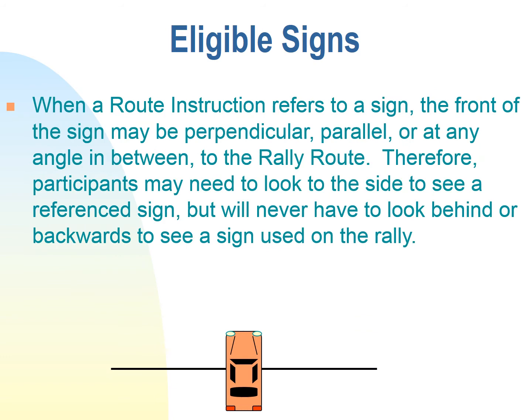Eligible signs. When a route instruction refers to a sign, the front of the sign may be perpendicular, parallel, or at any angle in between to the rally route. Therefore, participants may need to look to the side to see a reference sign, but will never need to look behind or backwards to see a sign used on the rally.